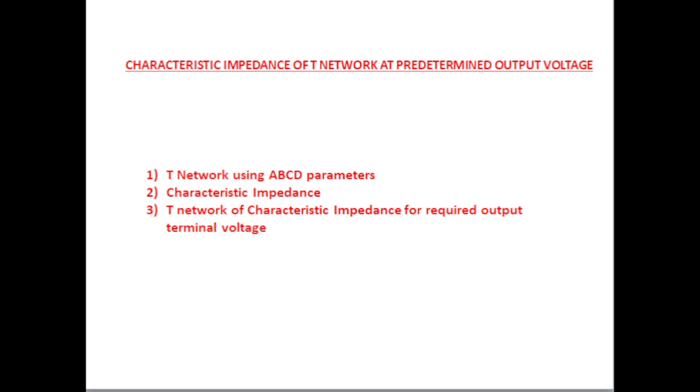In this video, it is clearly explained about ABCD parameters in a T network, characteristic impedance, and finding T network components for a characteristic impedance with a predetermined output voltage and characteristic impedance as load.